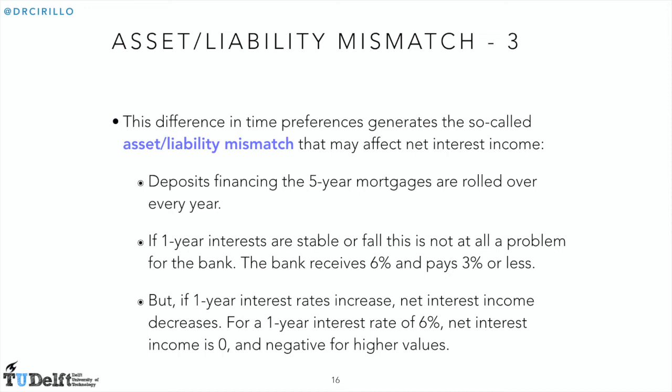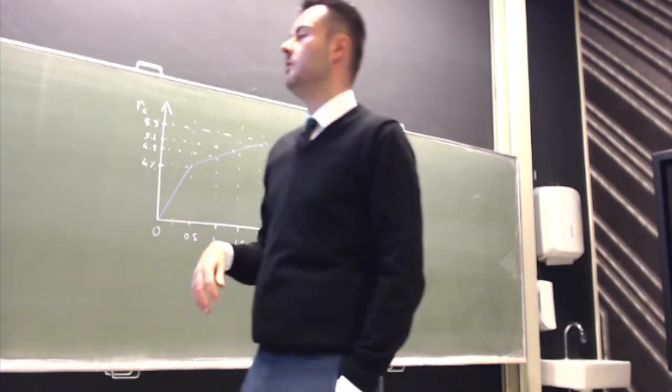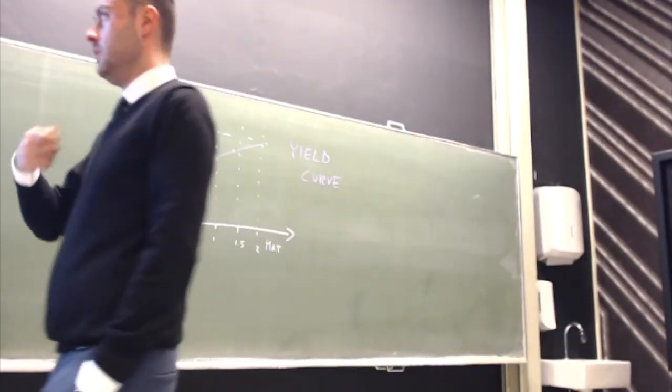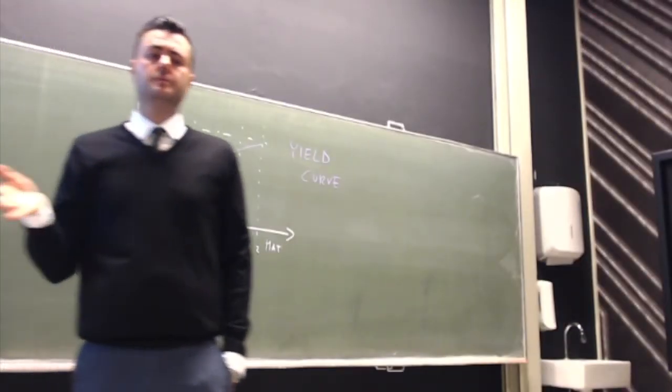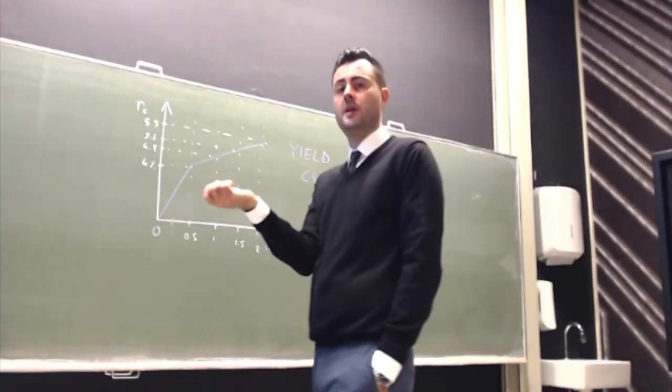How? Imagine that the 1 year interest rates are stable or go down, so they fall. Now, this is not a problem for you because you receive 6% from the mortgages and you pay 3%. And if they go down, you pay even less, maybe 2.6. So for you, it's not a problem. You have still a very nice margin. If, on the contrary, 1 year interest rates increase, what happens? Your net interest income decreases because if they go to 6%, so our 3% now becomes 6%, there will be nothing for you. What you pay is what you get, so essentially there is no margin. And if they go above 6% for whatever reason, you even have a loss, because what you receive is less than what you have to pay.